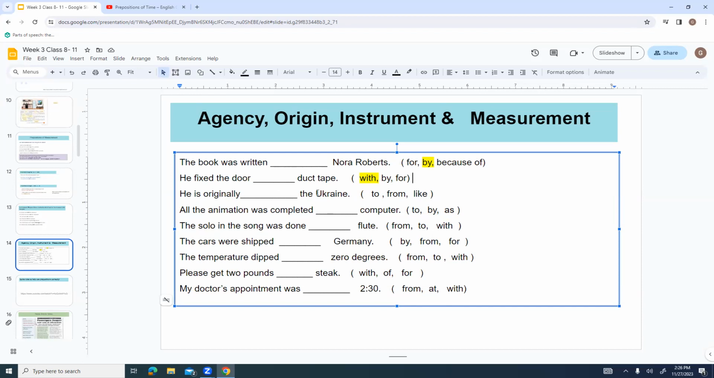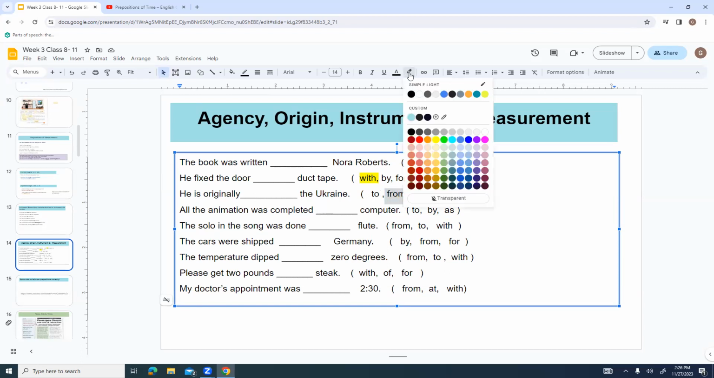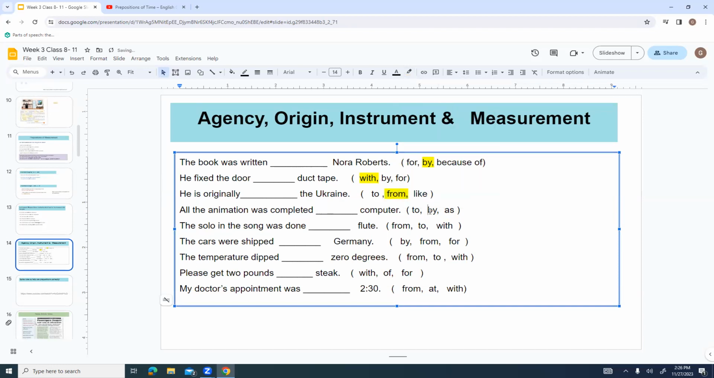He is originally blank the Ukraine. Well, Ukraine is a country, so we would use from. He's from Ukraine. All the animation was completed, blank computer. To computer, by computer, as computer, definitely by. The solo in the song was done from flute, to flute, with flute, definitely with flute.